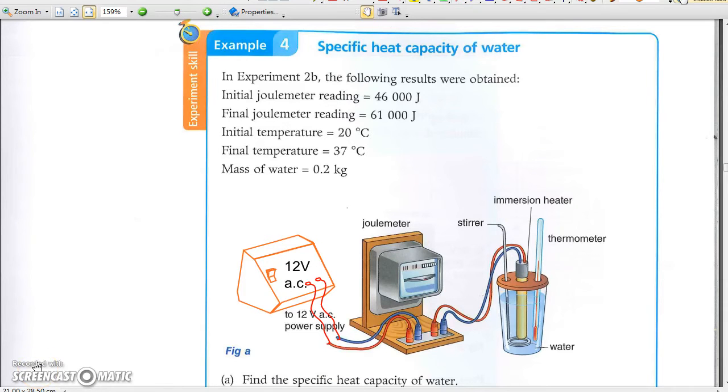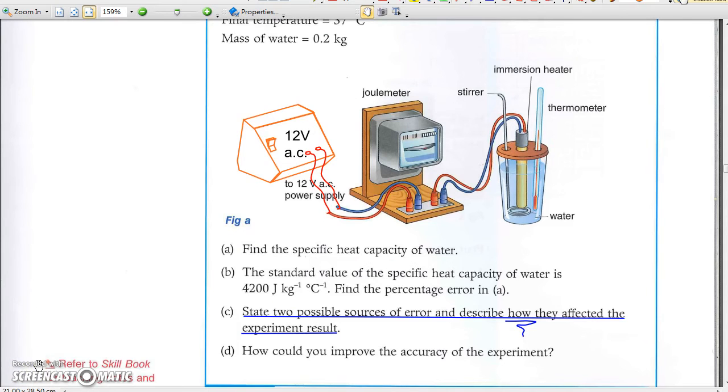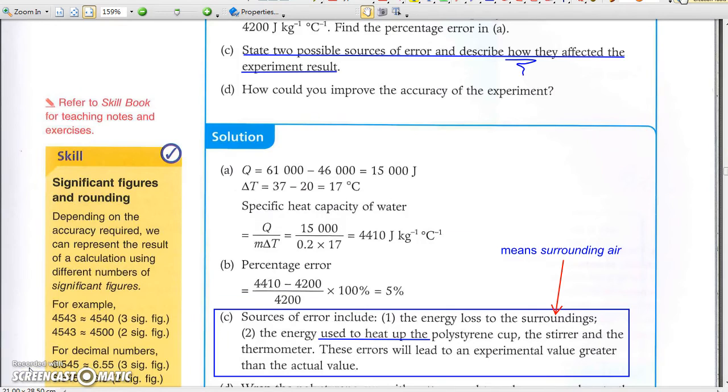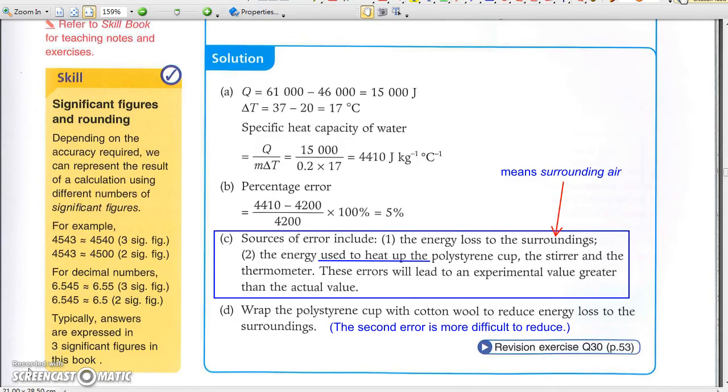Example 4. Specific heat capacity of water. Refer to Part C. The heat loss to the surroundings and the energy used to heat up the cup, the stirrer and the thermometer lead to a calculated specific heat capacity greater than the actual value.